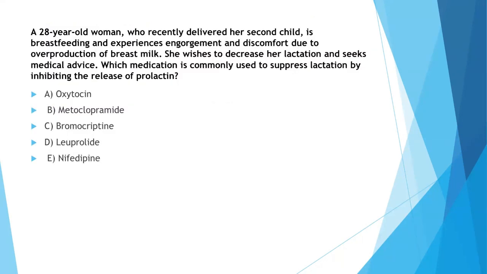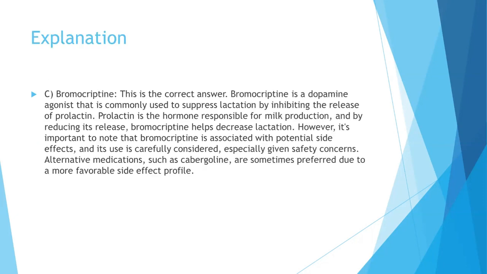So which medication is commonly used to suppress lactation by inhibiting the release of prolactin? Oxytocin, metoclopramide, bromocriptine, leuprolide, or nifedipine? So bromocriptine is a dopamine agonist that is commonly used to suppress lactation by inhibiting the release of prolactin. Prolactin is the hormone responsible for milk production, and by reducing its release, bromocriptine helps decrease lactation.